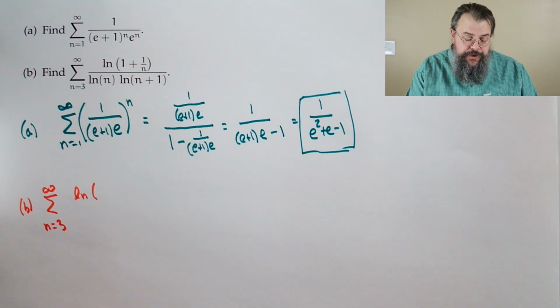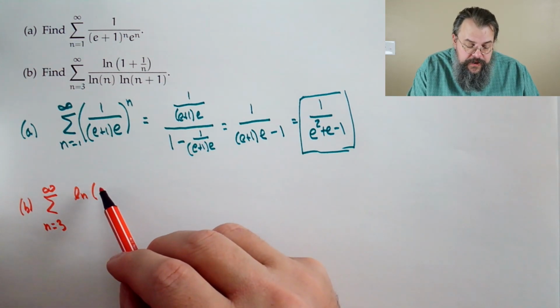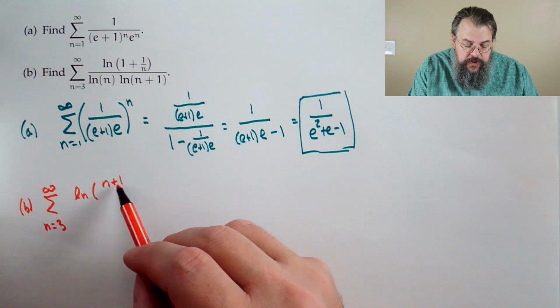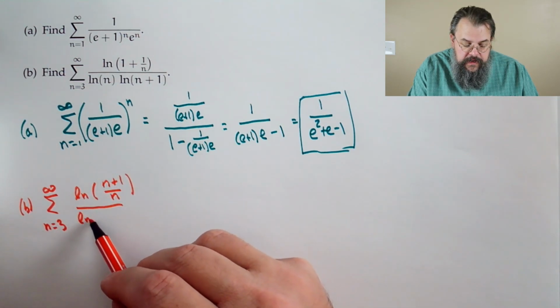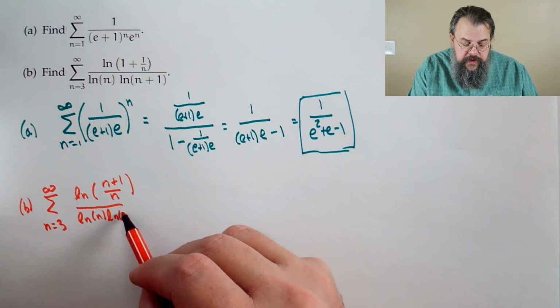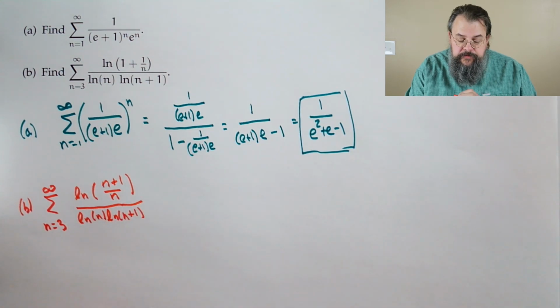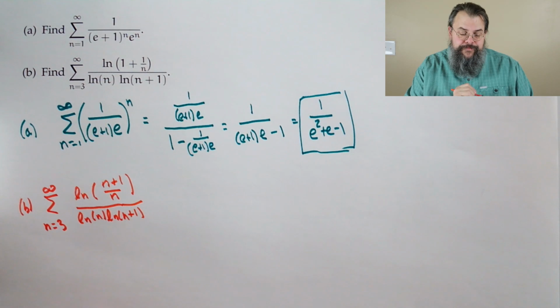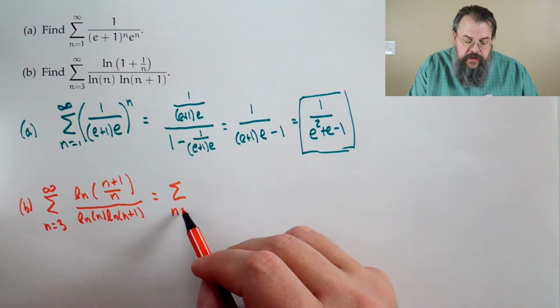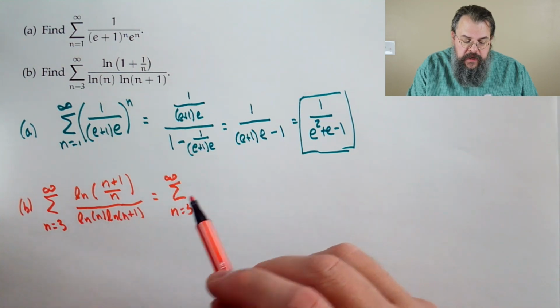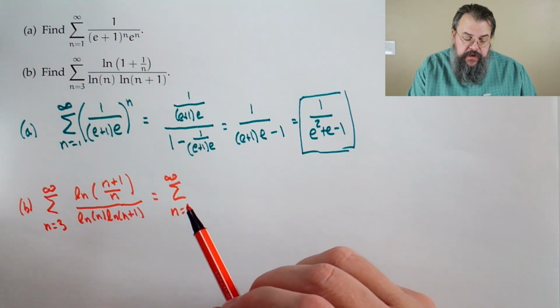Okay, log of 1 plus 1 over n. Well, notice we can rewrite that as log of (n plus 1) over n. Yes? Okay, so this is our sum, from 3 to infinity, of log of (n plus 1 over n).